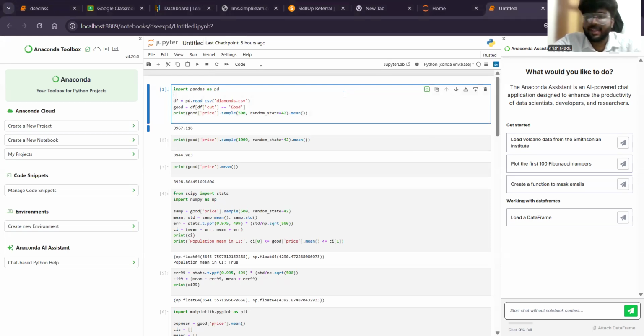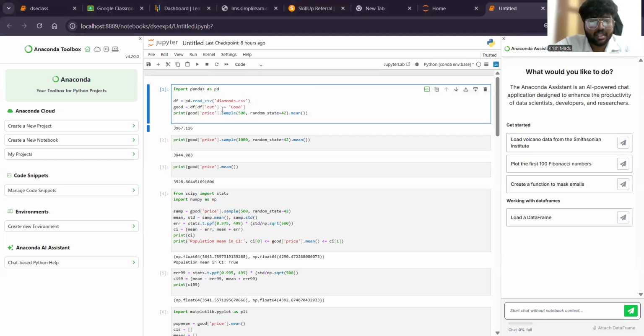My data set is the diamonds file. The first question is to calculate the sample mean for the price column with a sample of 500. First, we are importing pandas as pd. After that, we are loading the diamonds CSV, our data set, into pandas.